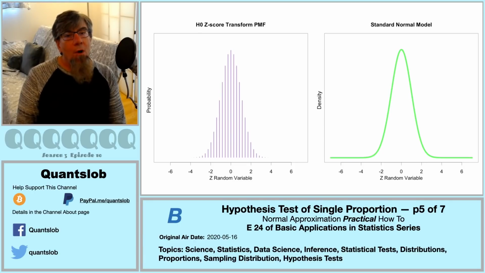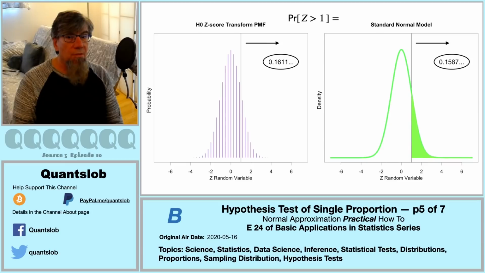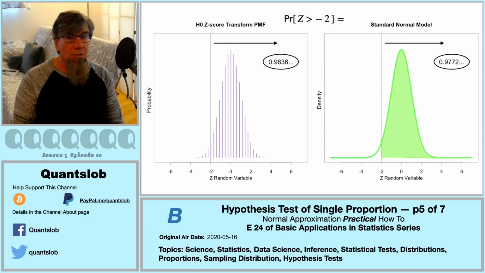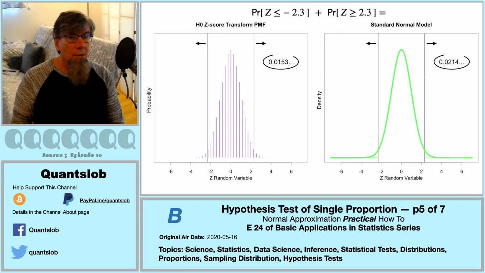So, for example, the probability that z will be greater than 1. Our z-transform sampling distribution gives a little over 16% for this event. Our standard normal model gives a smidge under 16% for this event. That's pretty close. For another example, the probability that z will be greater than -2. Our z-transform sampling distribution gives a little over 98% for this event. Our standard normal model gives a little under 98% for this event. And again, pretty close. Or how about, if you recall, our original critical region, that z will be less than or equal to -2.3 or greater than or equal to +2.3. And again, fairly similar probabilities here.